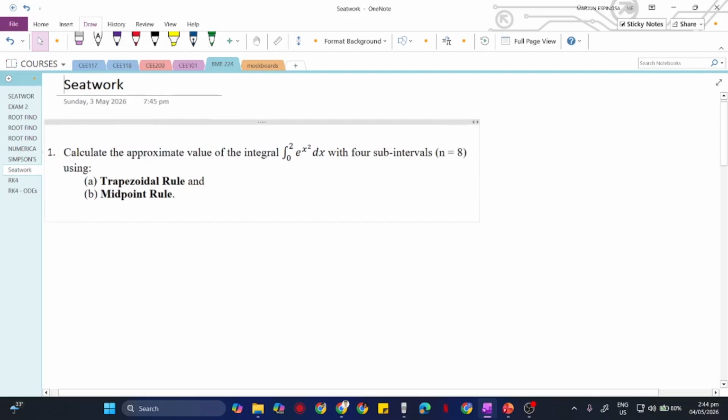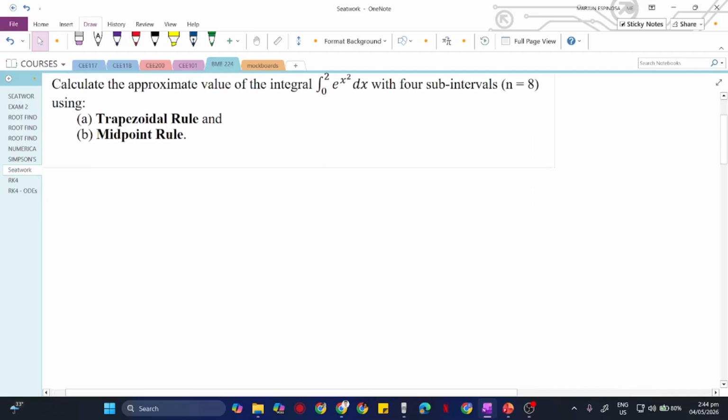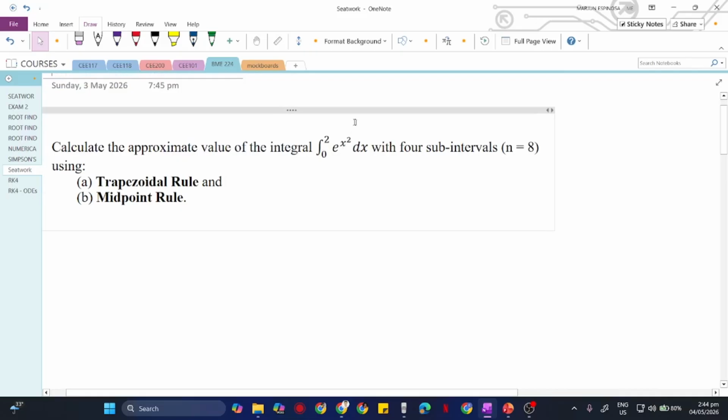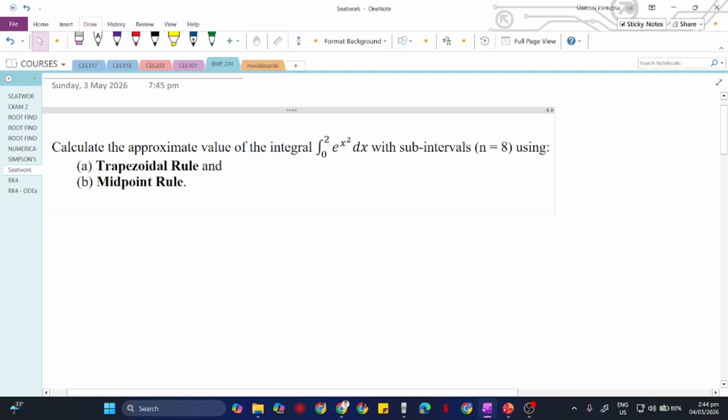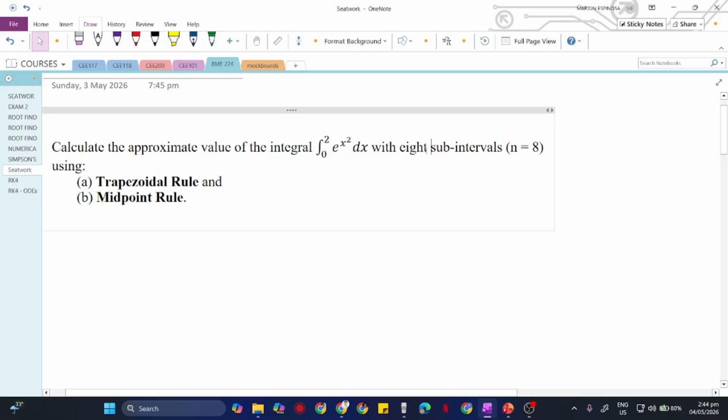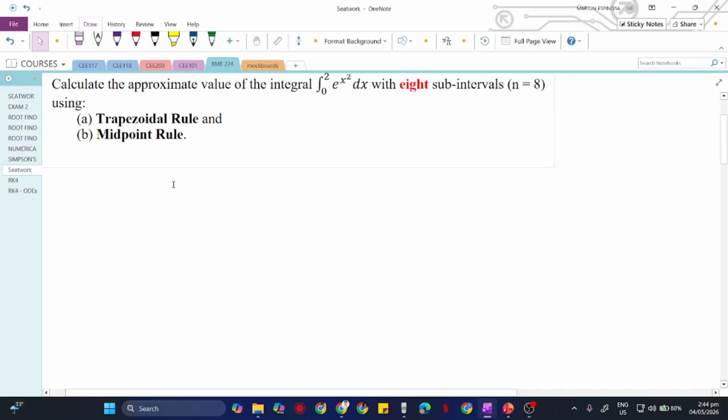Calculate the approximate value of the definite integral of e raised to the power of x squared dx from 0 to 2 with 4. Okay, sorry, mali pala to. With 8 pala to, no? 4 lang yung nagamit nyo, class. 8 sub-intervals, meron dito 8. Using the trapezoidal rule, mali lang yun, ha. 8 yun dapat. With using the trapezoidal rule and using the midpoint rule.